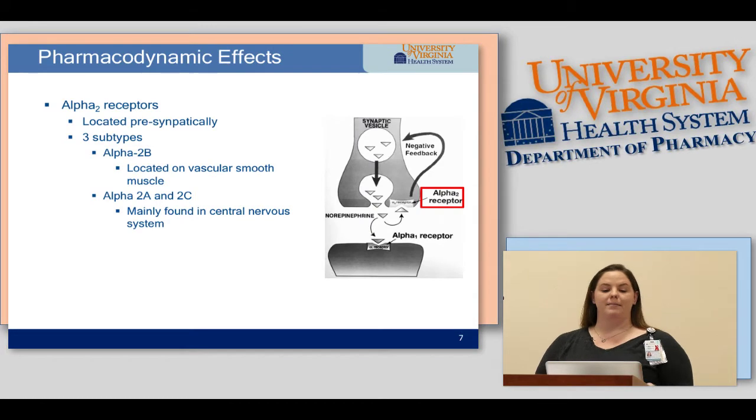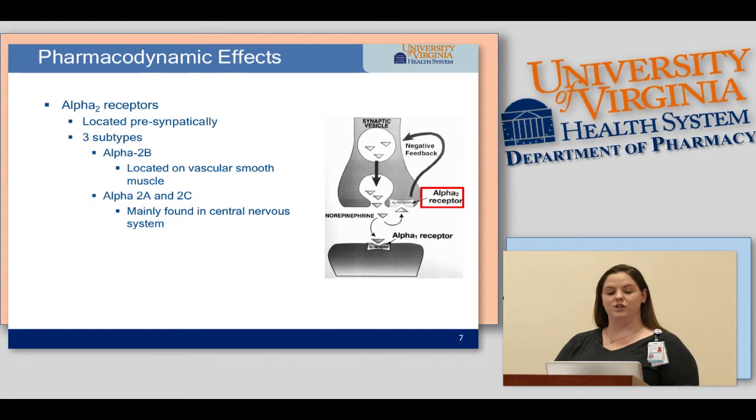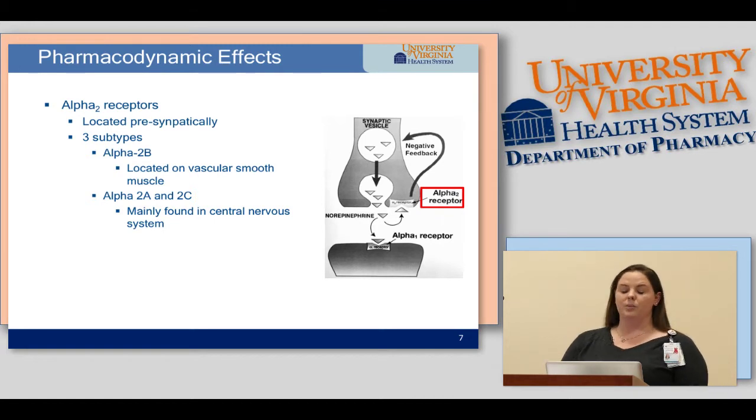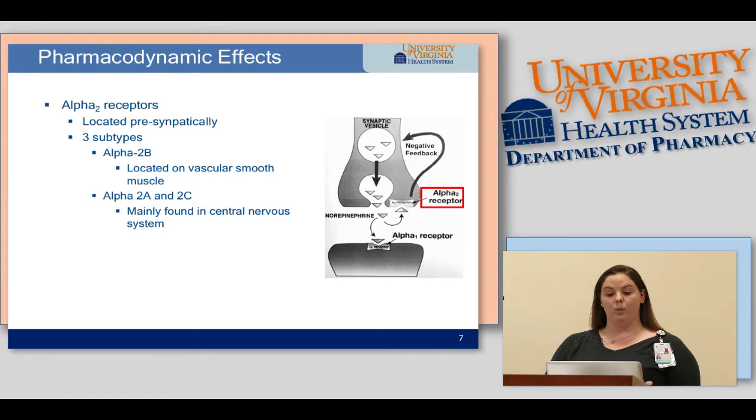So the pharmacodynamic effects: both of these are alpha-2 agonists. They work at the alpha-2 receptor, which is located presynaptically. There are three subtypes. You have the alpha-2B subtype, which is located on vascular smooth muscle, and you also have the alpha-2A and 2C, which are mainly found in the nervous system. All three subtypes have been shown to inhibit adenylyl cyclase, which reduces the levels of cyclic AMP.